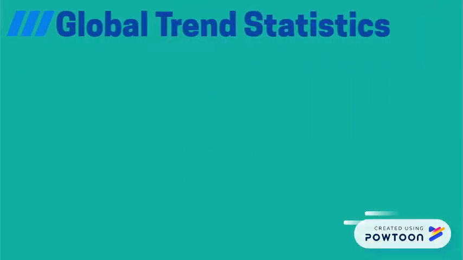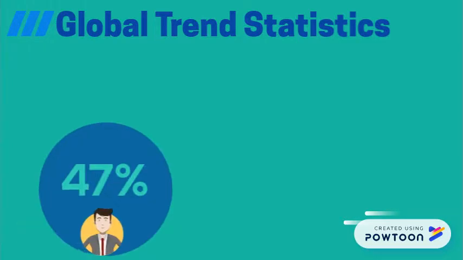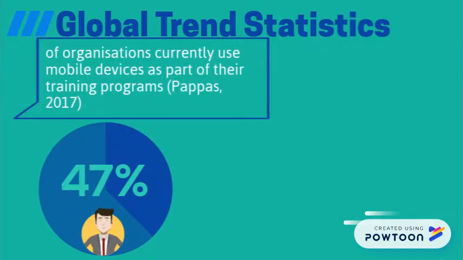The shift in mobile devices used in education can be identified through current statistics such as 47% of organizations currently use mobile devices as part of their training programs. This shows that organizations are putting more emphasis on mobile technology to educate future employees.